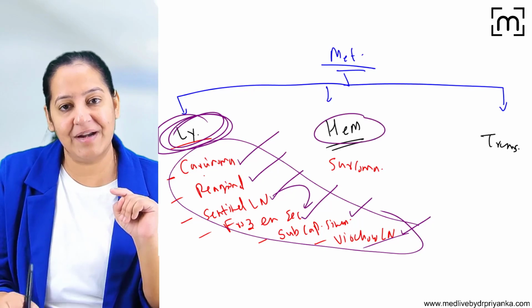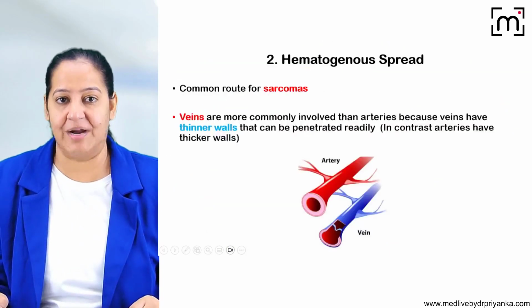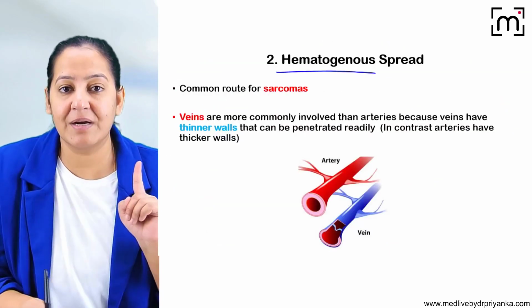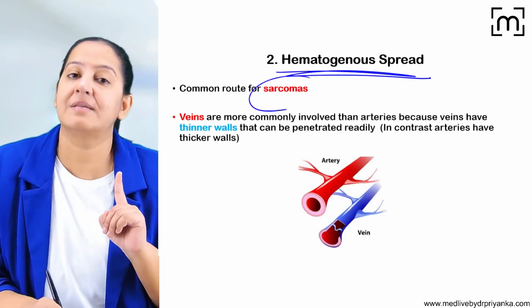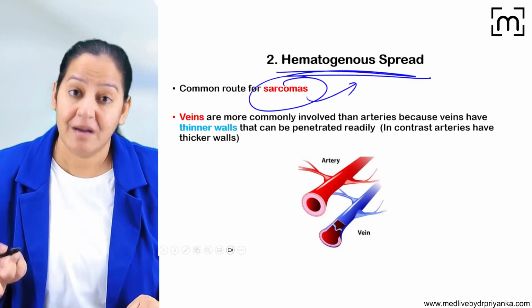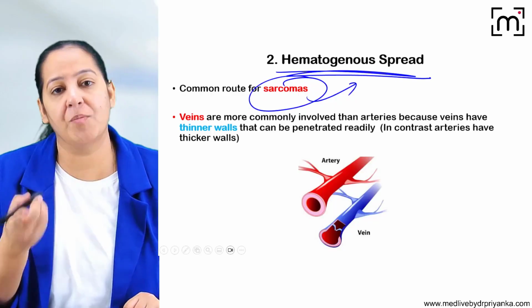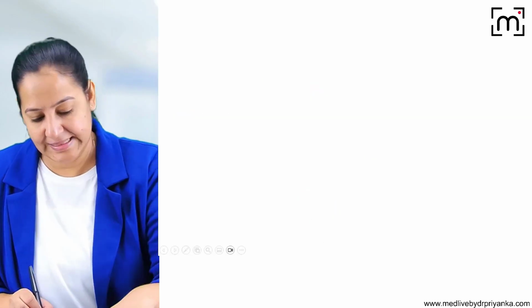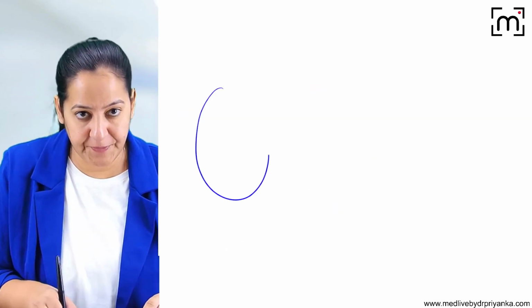So let's come to the next spread, that is the hematogenous spread. I told you, sarcoma spreads via the hematogenous route. Carcinoma spreads via the lymphatic route. Sarcoma spreads via the hematogenous route. Now say this is a tumor, the primary tumor.